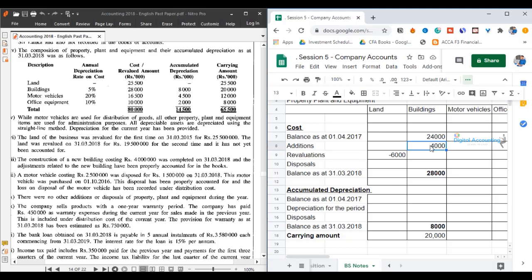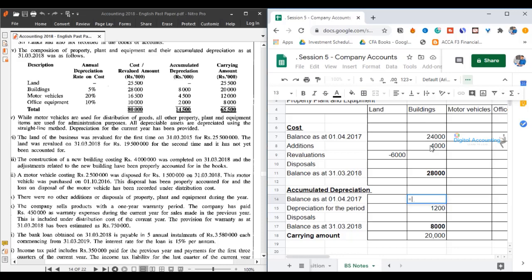Since the 24 million cost of the building is being used for the full year in our accounting period, we can calculate depreciation for the period on the opening balance of 24 million. And for the building it's 5%. So 1,200 is the depreciation for the period. And we don't have any disposal in the building. And also for those additions we can't charge depreciation.